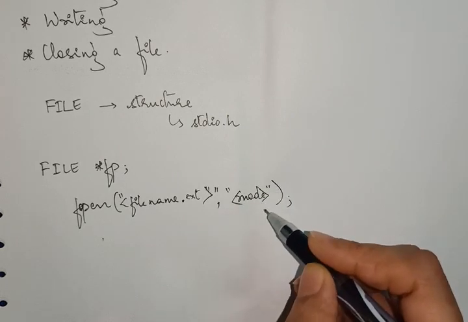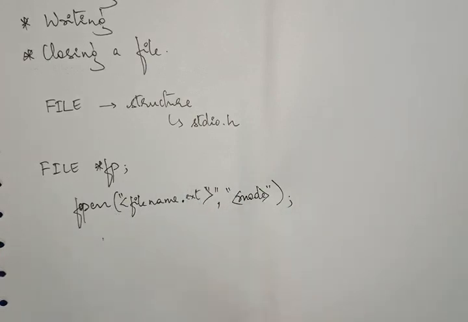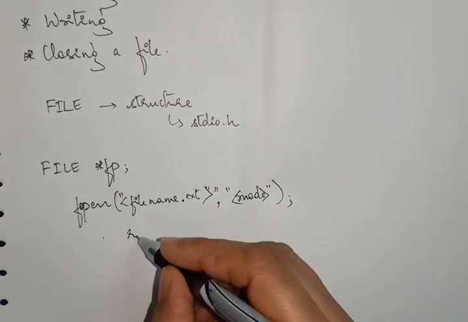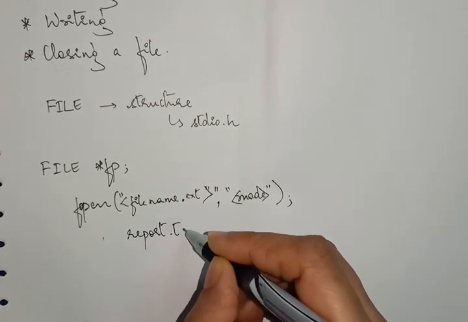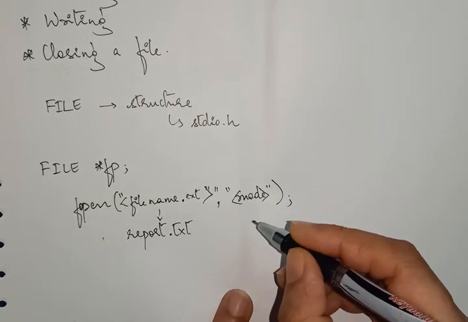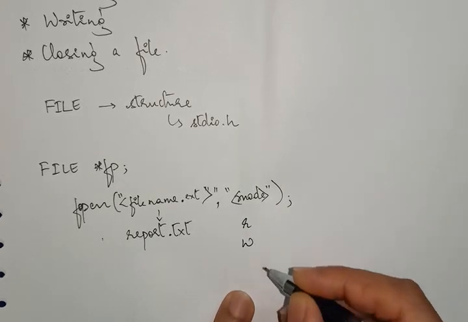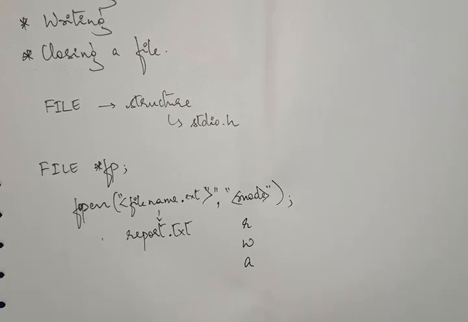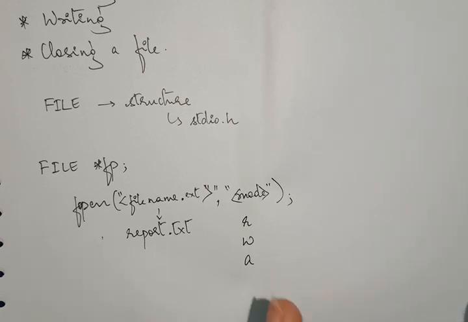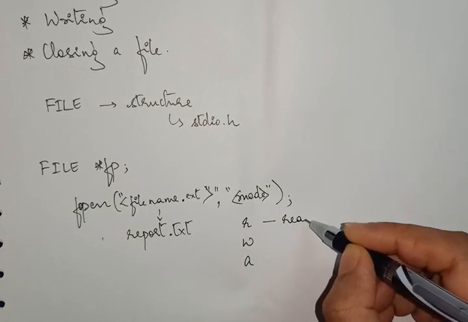The second parameter is the mode in which it has to open. The file name could be any file name that you want to give. It could be report.txt or whatever, based on the purpose you are creating this file. So this is one such example for this parameter. Coming to mode, it could be read mode, write mode, or append mode. These are the basic modes. There are many other modes as well, but right now in this video we are going to discuss these three modes. So R is for reading a file.